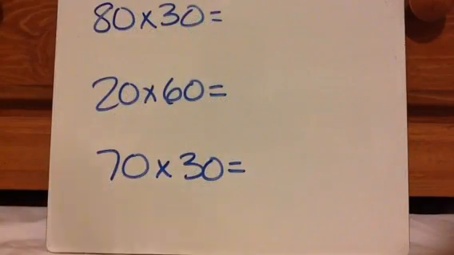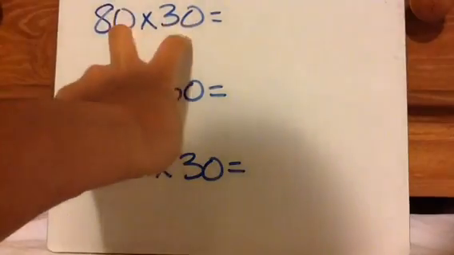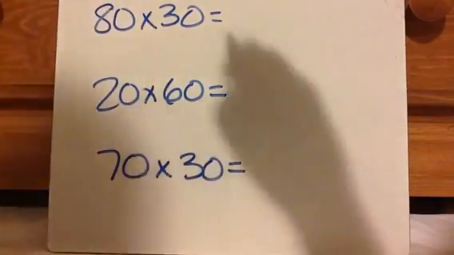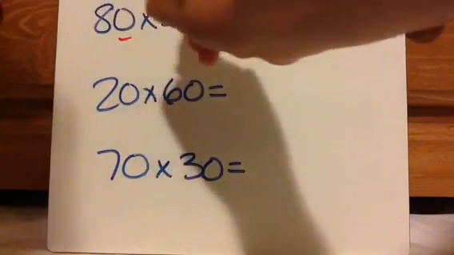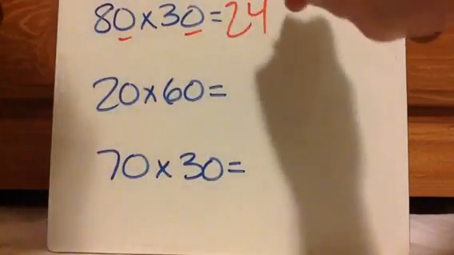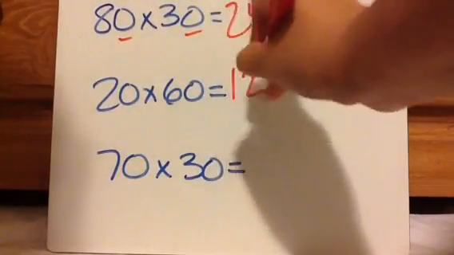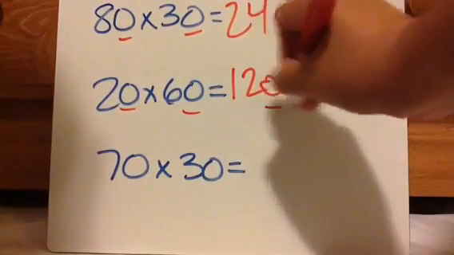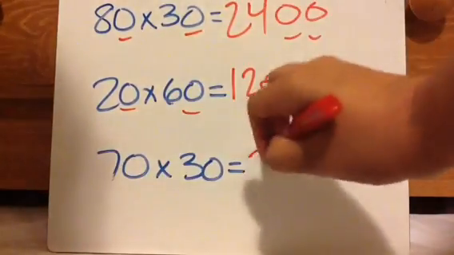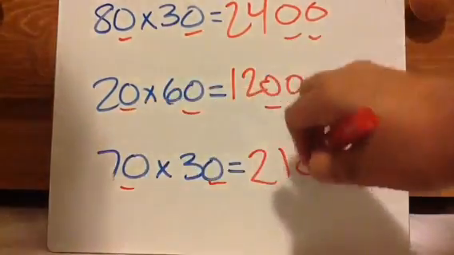Now let's look at these. What's nice is, again, with the property of 0, you can take both zeros off and just do 8 times 3, which is 24, and then just be aware on both numbers that there's 2 zeros. So 2 times 6 is 12, 2 zeros. 7 times 3 is 21, 2 zeros.